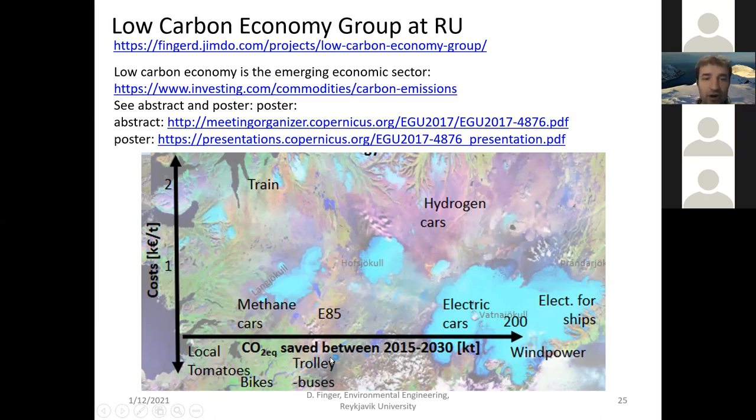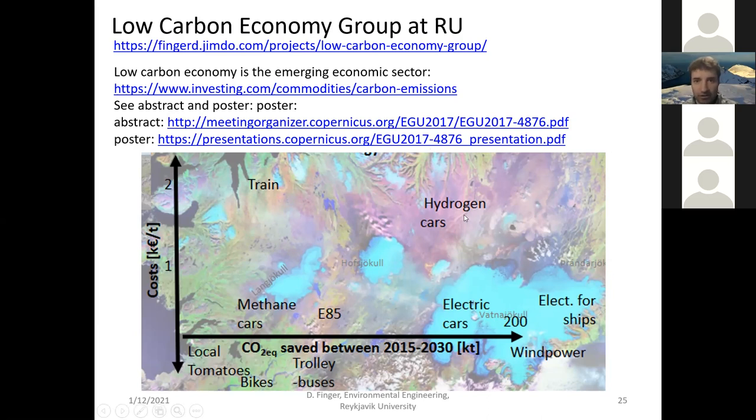Trolley buses seem to be, according to this study that the group of students did, also a negative cost. So that means that you actually save money by promoting trolley buses, and you can also save CO2 emissions. I'm going to come back to those projects later on in the lecture when I go into the details of some of the low carbon energy projects.